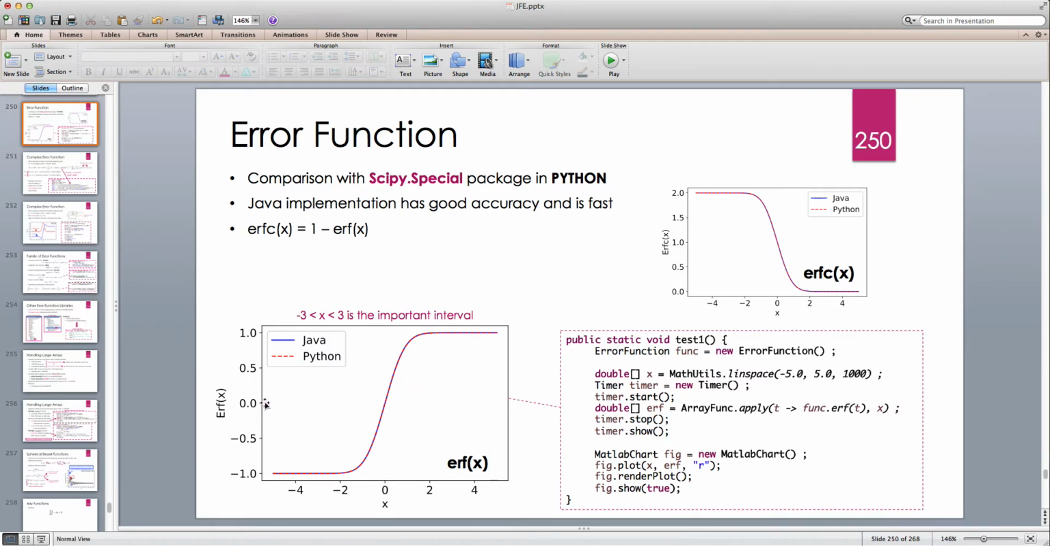So at 0, we hit 0. Any odd function at 0 must be 0. And we clearly see the odd symmetry about the origin, right? And here's the code in the test that I wrote to plot this. So error function, new error function, we create our error function object, and then x linear space from -5 to 5, 1000 points. I create a timer and calculate my error function by applying a for loop, and then plot it. All right, so let's head to Eclipse.